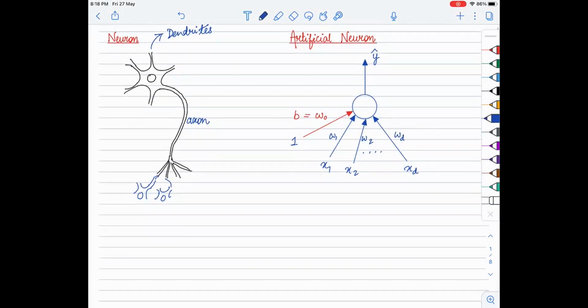The computation is very simple. Let me write down the computation. This is y hat, the final output. How is y hat computed? First you do w1 x1 plus w2 x2 plus w3 x3. I hope you get the idea, up till wd xd.